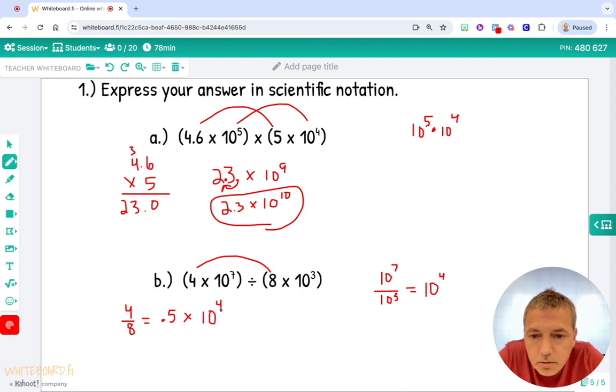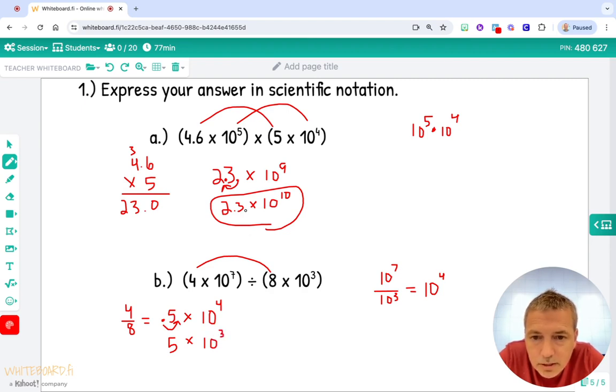Well, again, 0.5 is not between 1 and 10, right? It's less than 1. So I have to move the decimal spot one place over to the right. So that turns it into 5. We know that that affects the exponent. It's going to change it. When I had to make the number bigger, the exponent's going to do the opposite. It's actually going to get smaller.